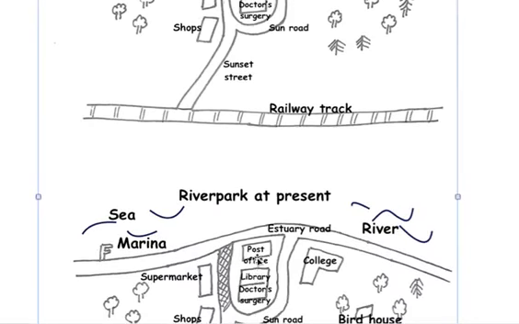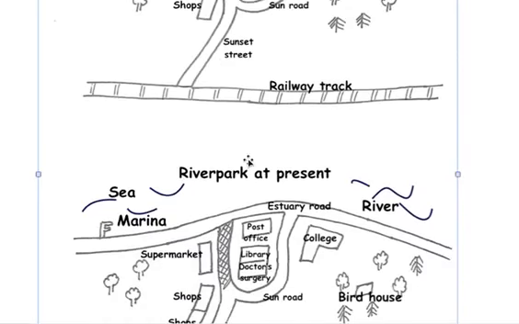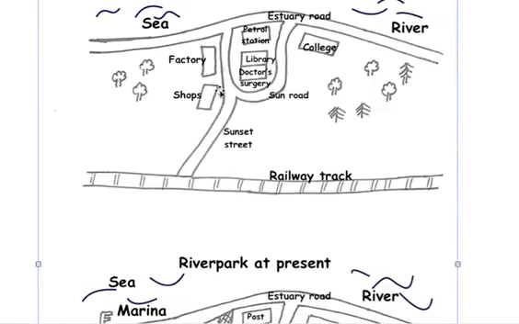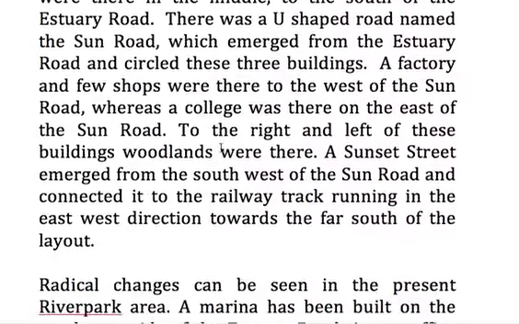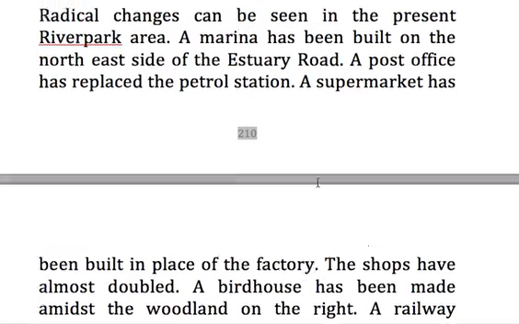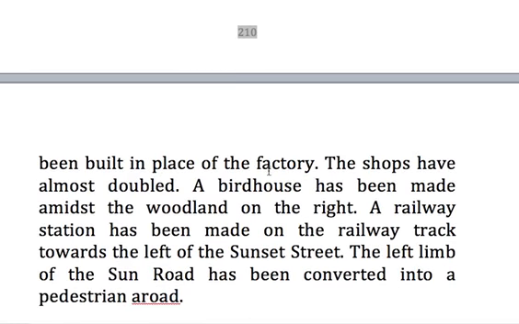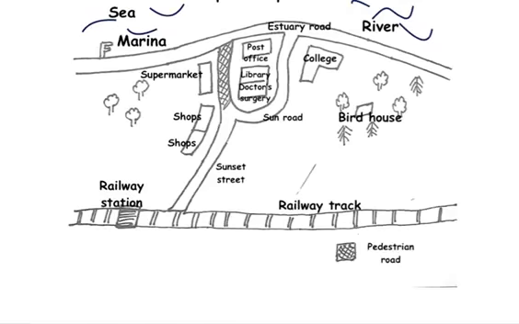So here you can see post office and here there was the petrol station, and this is a supermarket in place of the factory. So you can write like this: a supermarket has been built in place of the factory. The shops have almost doubled. A birdhouse has been made amidst the woodland on the right. A railway station has been made on the railway track towards the left of the Sunset Street. The left lane of the Sun Road has been converted into a pedestrian road. So here you can see this is the left limb of this, and this has been converted into a pedestrian road. A pedestrian is where people can walk.